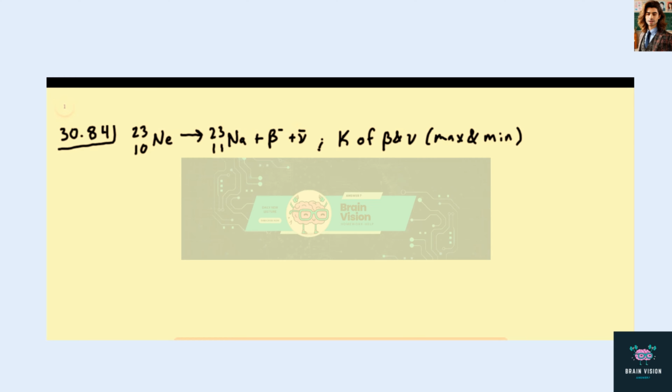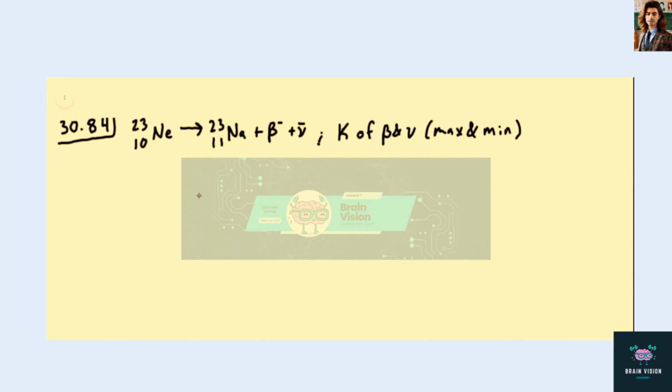30.84. So we have the decay of neon 23 into sodium 23, and it undergoes a beta decay. We want to find the maximum kinetic energy that the electron can have, as well as its minimum energy, and then say what the energy of the neutrino is in either case. And we're to ignore the recoil of the daughter nucleus.